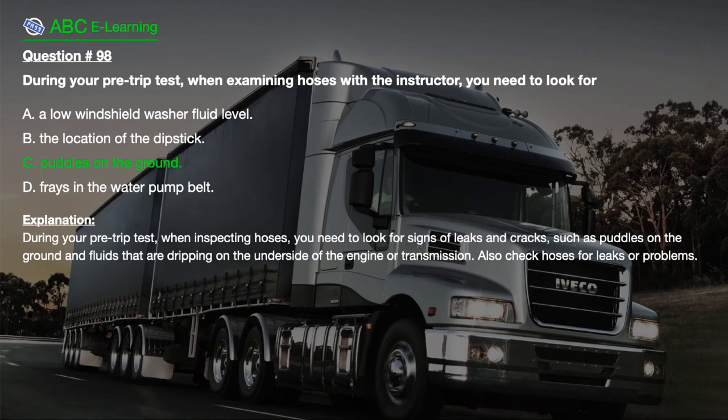The correct answer is C. Puddles on the ground. Explanation. During your pre-trip test, when inspecting hoses, you need to look for signs of leaks and cracks, such as puddles on the ground and fluids that are dripping on the underside of the engine or transmission. Also check hoses for leaks or problems.